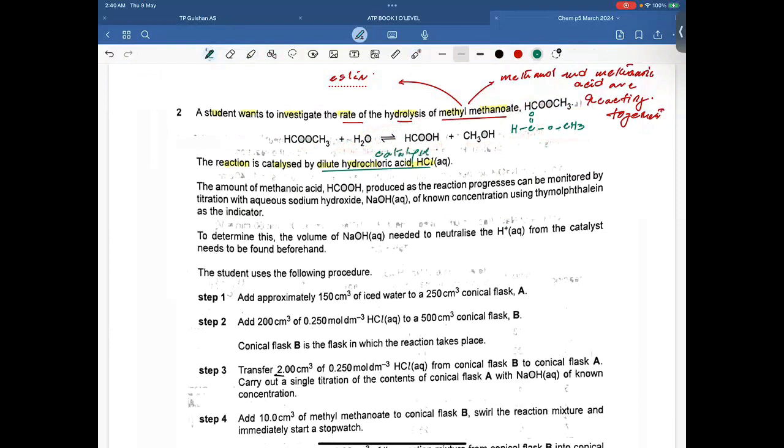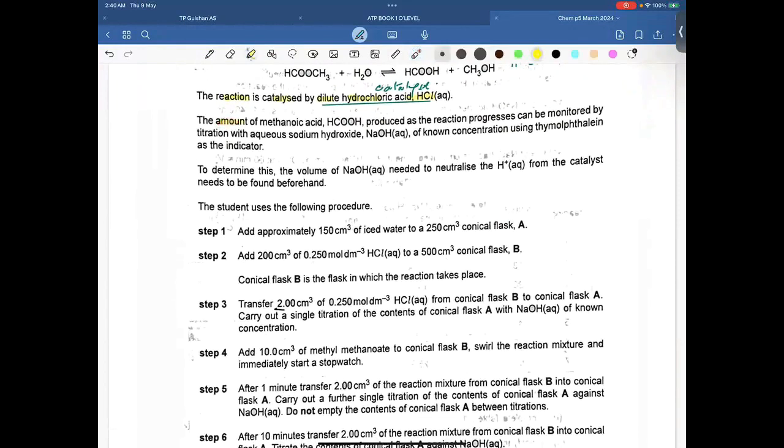So a catalyst takes part in the chemical reaction. Also, it will be recovered at the end of the reaction. So we need to focus on both the aspects in this question most likely, all right? The amount of methanoic acid produced as the reaction progresses can be monitored by titration with aqueous sodium hydroxide. Obviously, we need to titrate these two substances. And obviously, we should know the concentration of sodium hydroxide. Okay, and for this titration, we need phenolphthalein as an indicator. Remember phenolphthalein indicator? This indicator is colorless in acid and blue in alkali.